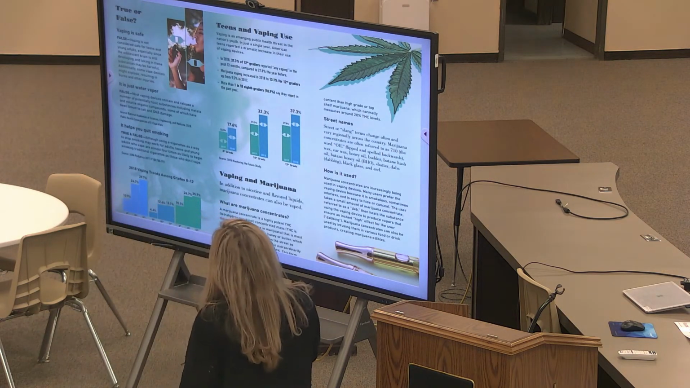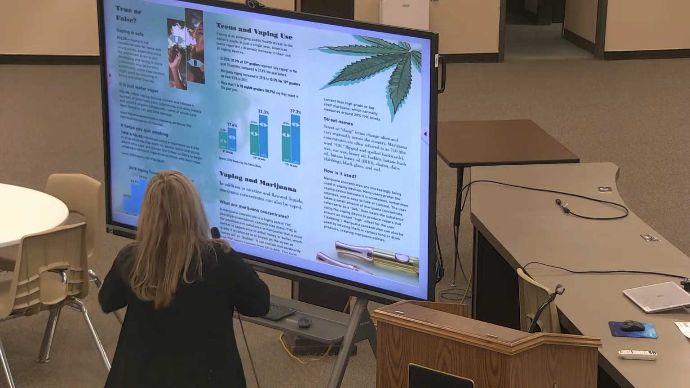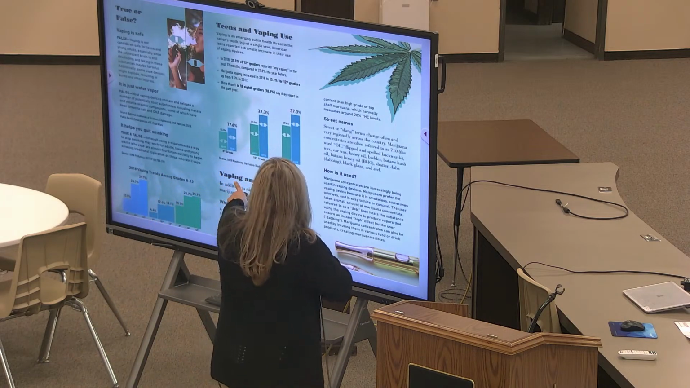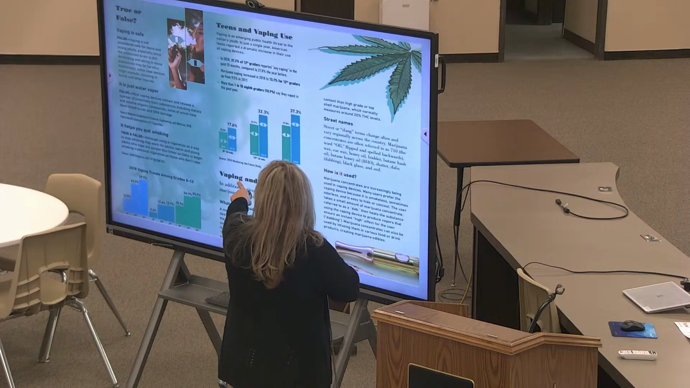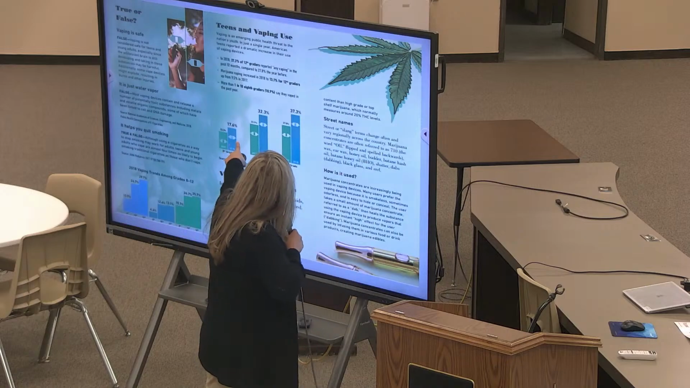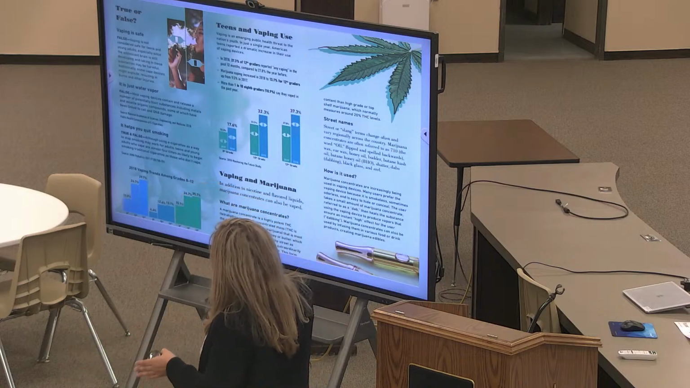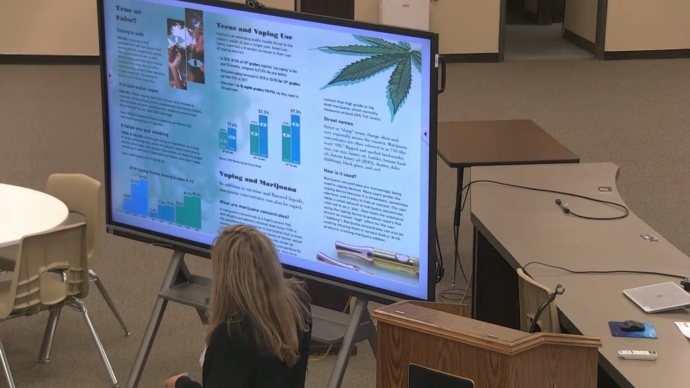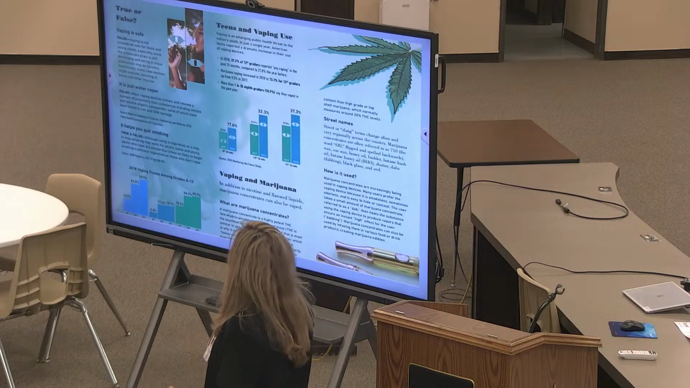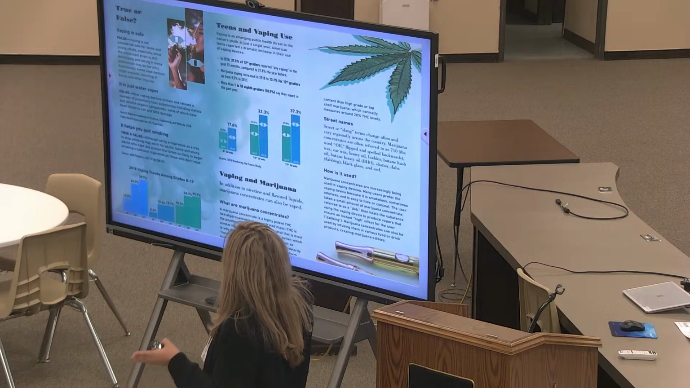Teens and vaping. If we look at this data right here, this data was shown in 2018. We went from 13% up to 17%. So it has been showing that we have had an increase in students, kids, and young adults consuming or vaping.